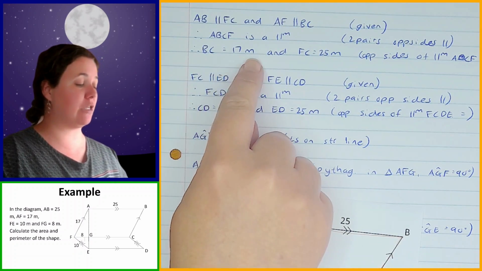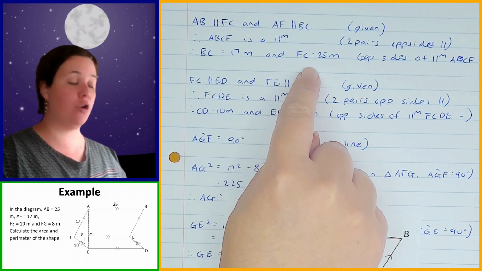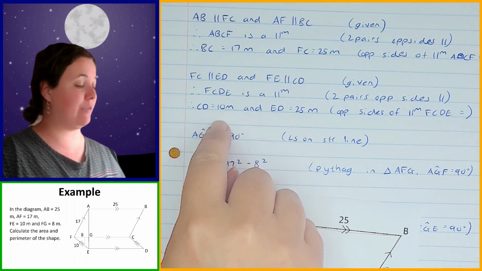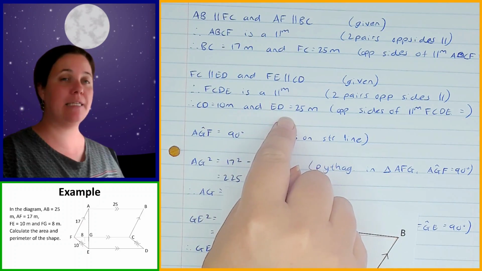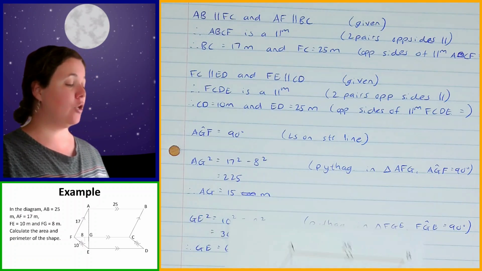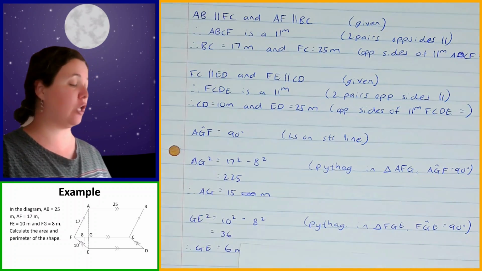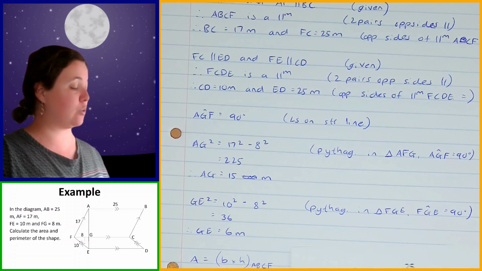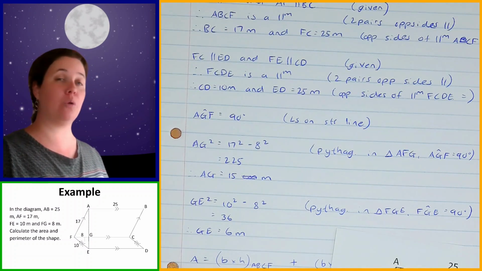So over here, I worked out what BC and FC were based on the fact that it was a parallelogram, and the same thing over here, I worked out CD and ED based on the fact that that was a parallelogram as well. Then you'll also use Pythagoras if you need to help you to work out any missing sides as well. And then you can go and work out your area.